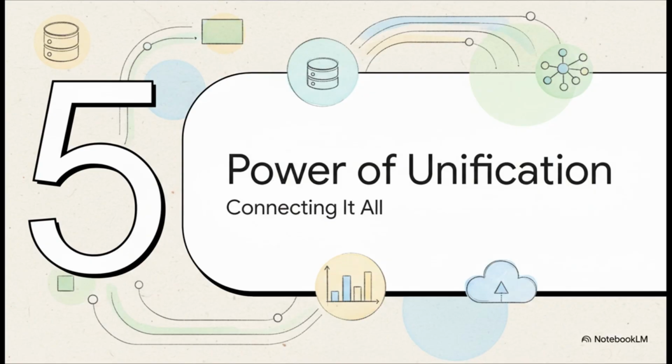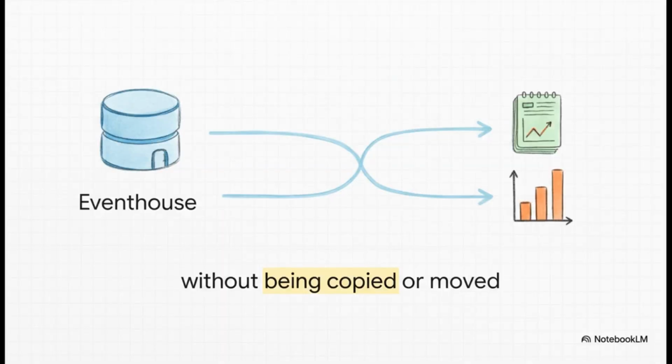All right, let's zoom back out for our final section and see how this all connects. We just looked at one very specific experience, but the real magic happens when you connect it back to the entire platform. And here is where it all clicks into place. That real-time sensor data that we were tracking in our Eventhouse, a data scientist can instantly tap into it to build a predictive model. At the exact same time, a business analyst can be visualizing it in a Power BI report. There's no copying data, no moving it around, no delays. The data is in one place, and it's available to everyone. That's the power of unification.